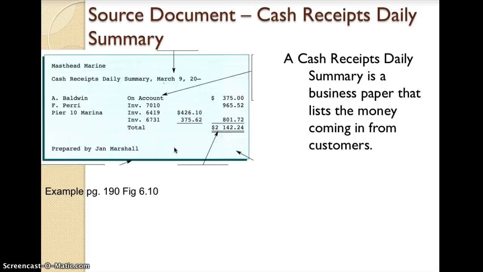As checks come in from customers, they must be deposited in the bank. Since the checks themselves cannot be kept to support the accounting entries, a cash receipts daily summary is created. A cash receipts daily summary is a business paper that lists the money coming in from customers. In this example, we see the cash receipts daily summary for March 9th. A. Baldwin is paying on account, which means he is reducing the overall balance he owes instead of paying a specific invoice. F. Perry is paying a specific invoice, and Pier 10 Marina is paying 2 invoices.